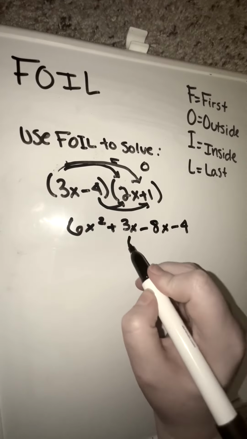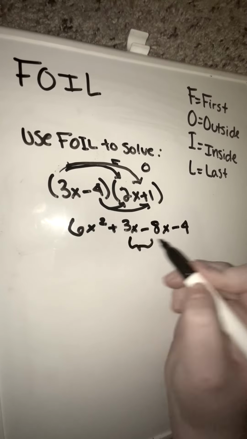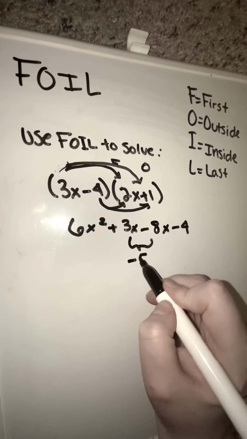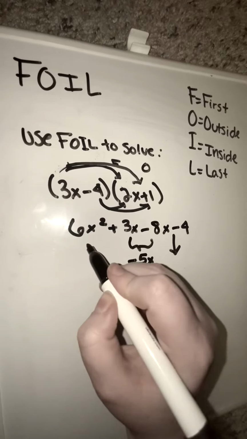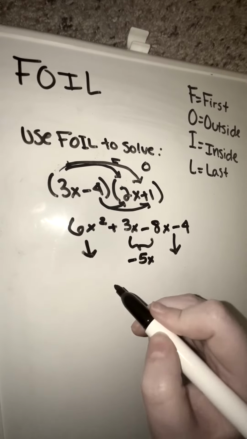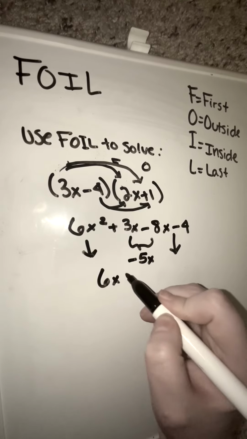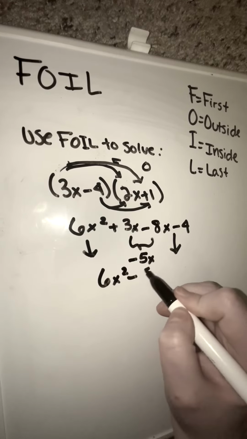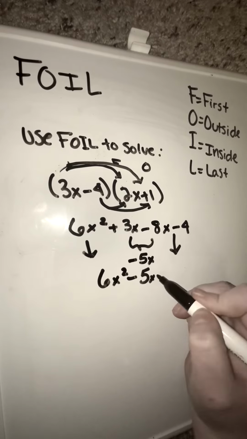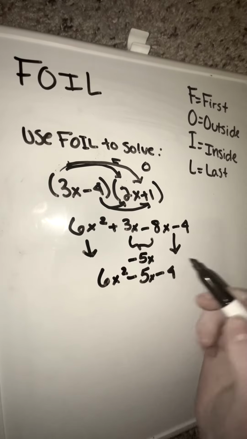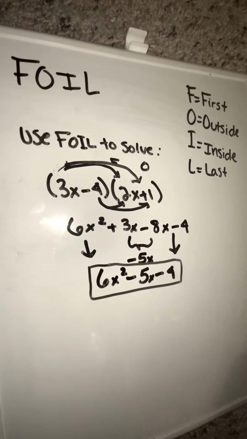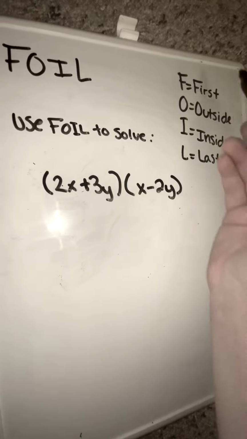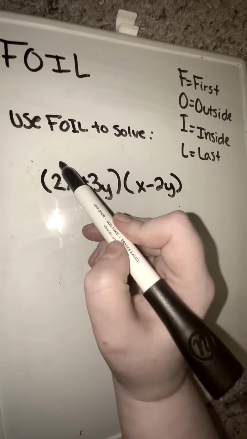Then you would combine like terms. So 3x minus 8x is negative 5x. Then you bring the rest of the equation down. Then you have 6x squared minus 5x minus 4. And that's it.